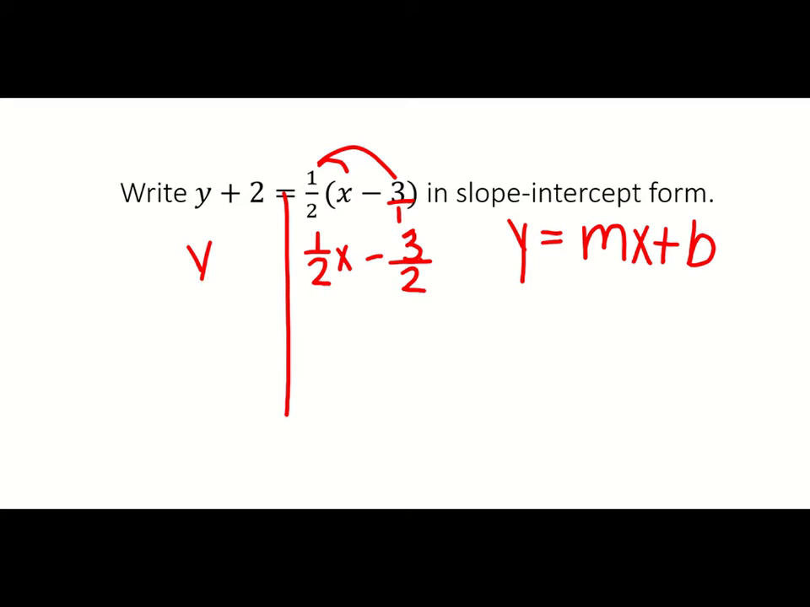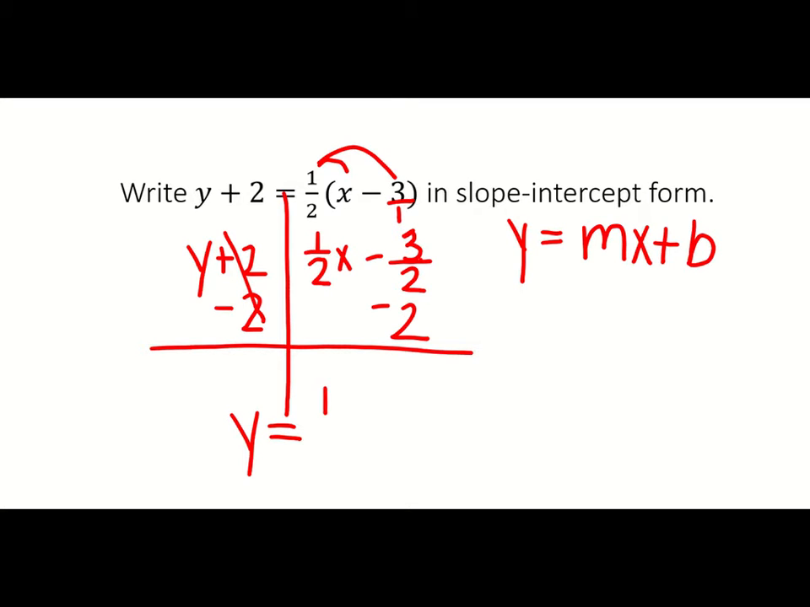Then I'm going to drop down y plus 2. And now I need to get y by itself, so I have it in slope-intercept form. Y equals mx plus b. Right now, the only thing standing in our way is the +2. So we're going to need to subtract 2 on both sides of our equation. So we're going to have y equals, drop down the 1/2 x, but then we actually need to figure out what -3/2 minus 2 is.